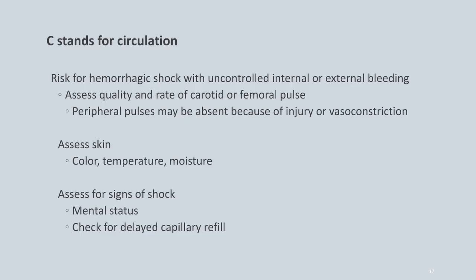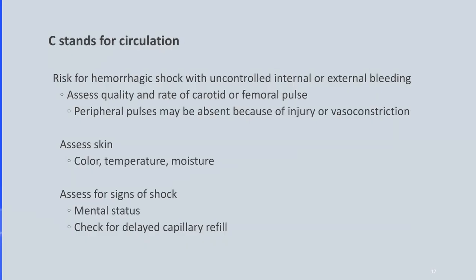C stands for circulation. So there's a risk for hemorrhagic shock with uncontrolled internal or external bleeding. So hopefully we've already got that under control if we're going through our CABC. Assess for quality and rate of carotid and femoral pulses. Peripheral pulses may be absent because of injury, vasoconstriction, right? Everything goes to your core. Assess skin temperature, color, and moisture. Assess for signs of shock like mental status changes, confusion, and check for delayed capillary refill. And so that's your circulation.